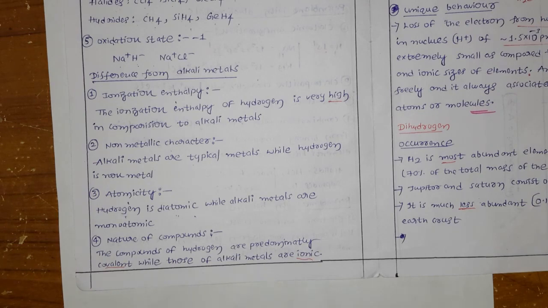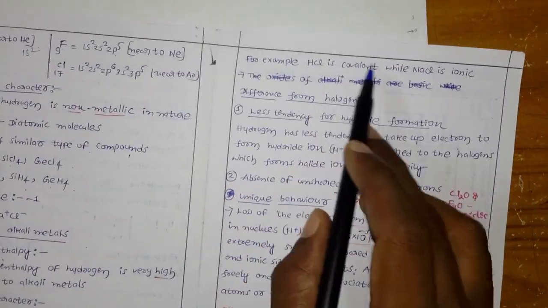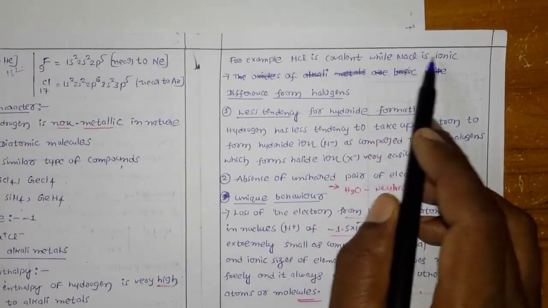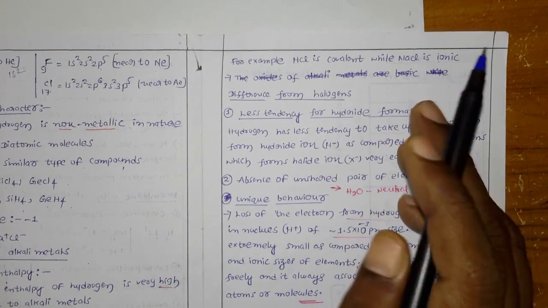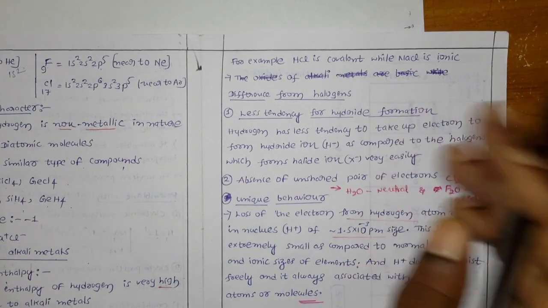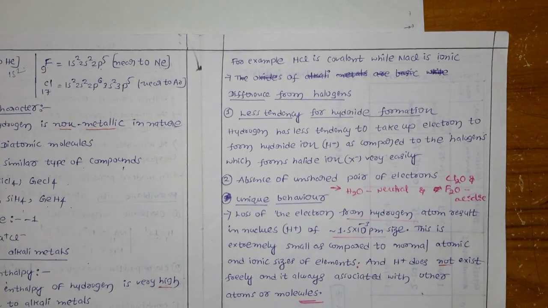HCl is covalent, but when you come to the alkali metals, those are ionic. Take an example: HCl is covalent, but sodium chloride is ionic. So these are some of the differences from the alkali metals.